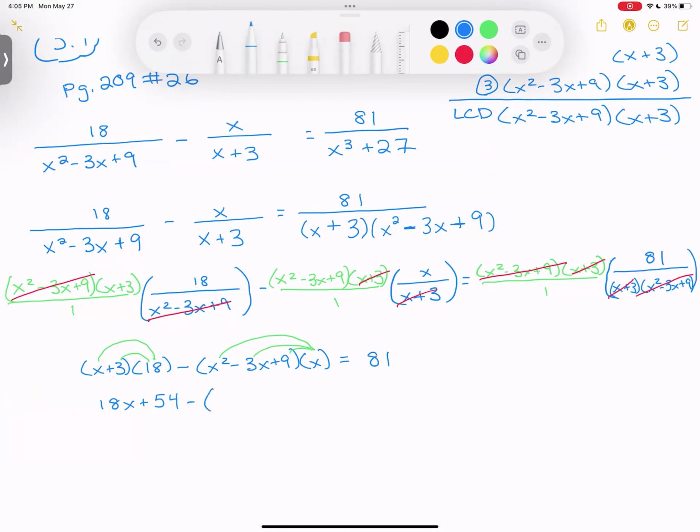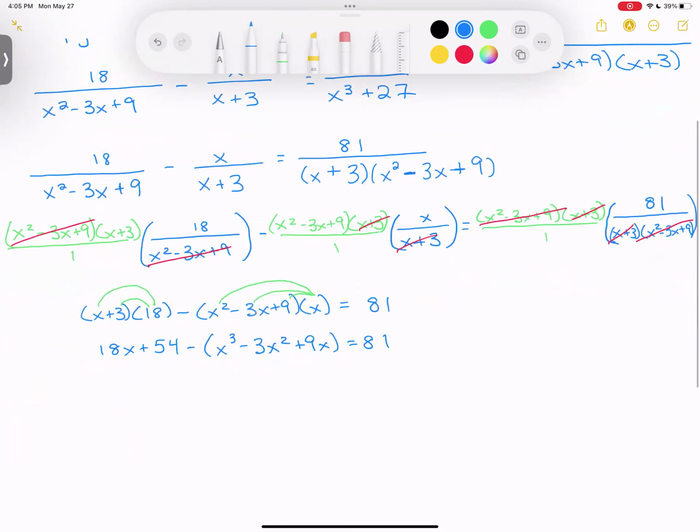So I'm going to have 18x plus 54 minus, let's distribute out that x first before we deal with the minus. So we've got x cubed minus 3x squared plus 9x, and then we've got equals 81. Okay, now let's worry about distributing out that negative sign, so all of our signs within that bracket will change. So we've got minus x cubed plus 3x squared minus 9x.